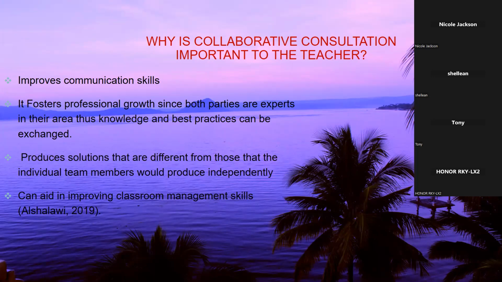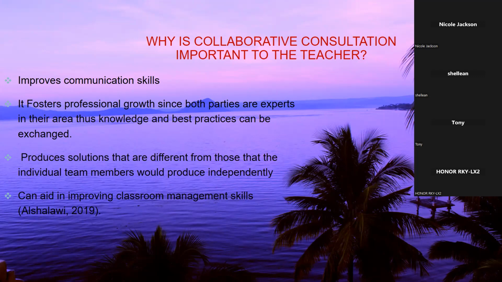It fosters professional growth since both parties are experts in their area, thus knowledge and best practices can be shared. So for example, a special education teacher is most times skilled in pedagogy, how to teach persons that have learning disabilities or certain difficulties. But a content teacher is normally specialized in their area. So by both of them working together, they can learn from each other, and that way, they grow professionally.